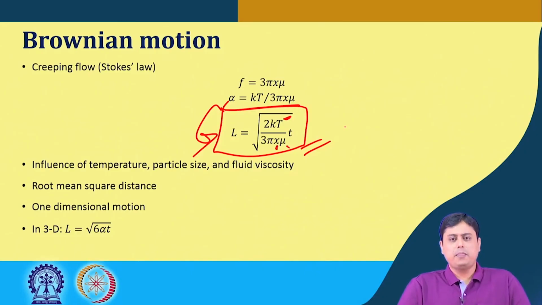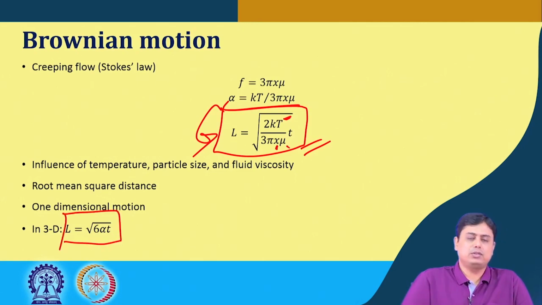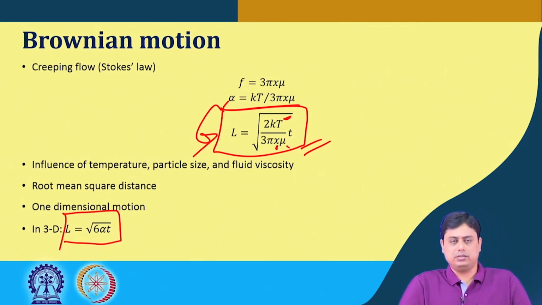But in 3D, an analogous relation can be developed, where L equals the square root of 6 alpha t. So, we have understood why Brownian motion happens, how to estimate the length a particle travels in a one dimensional random walk model, and which parameters influence this length or its average velocity.